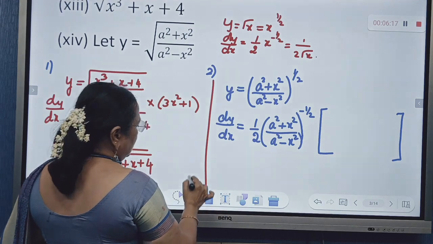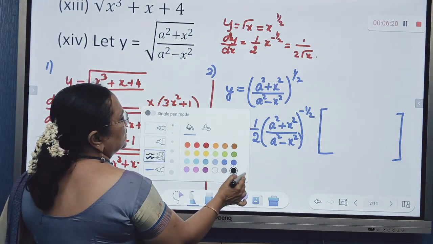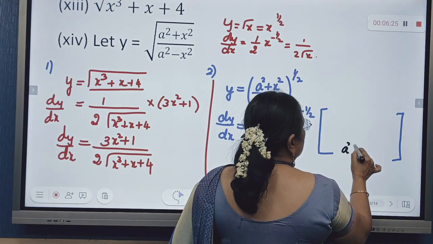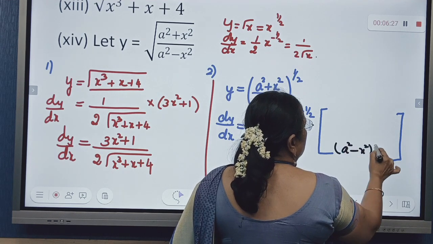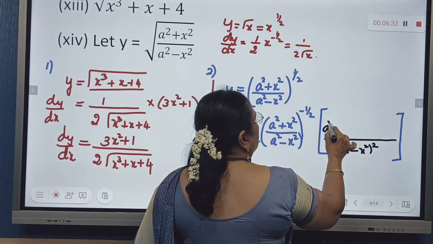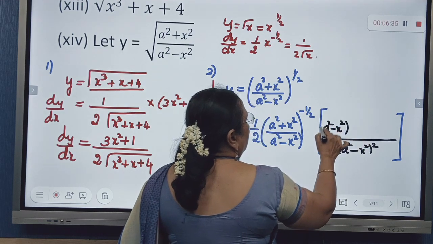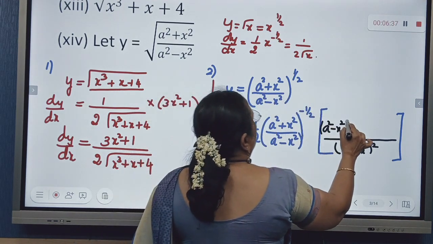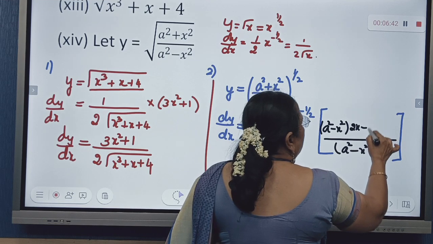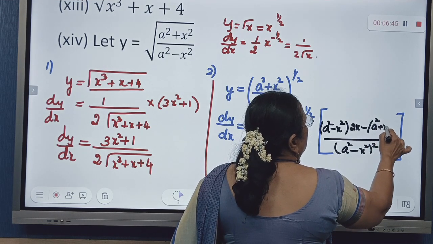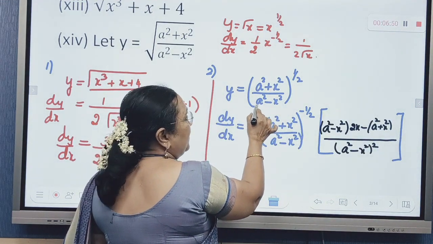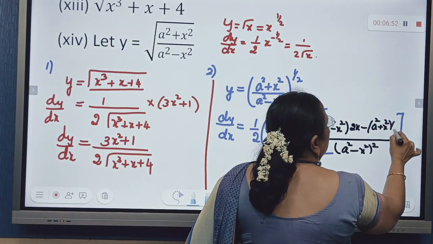I'll use a different color. Into derivative of what is within the bracket. For that I have to use quotient rule. So a square minus x square the whole square. Then a square minus x square into, what's the derivative of the numerator? 2x, minus numerator into, what is the derivative of the denominator? The derivative of a square is 0 into minus 2x.